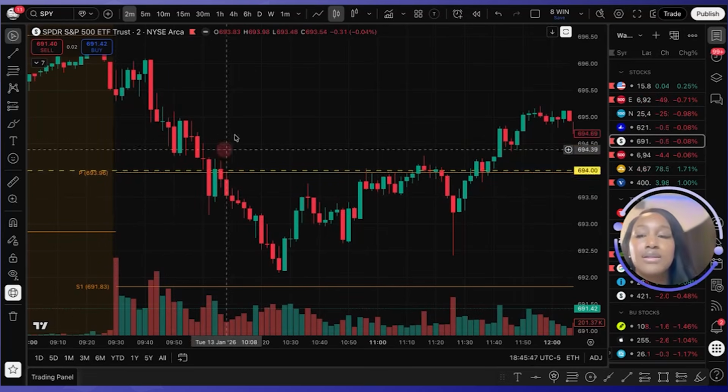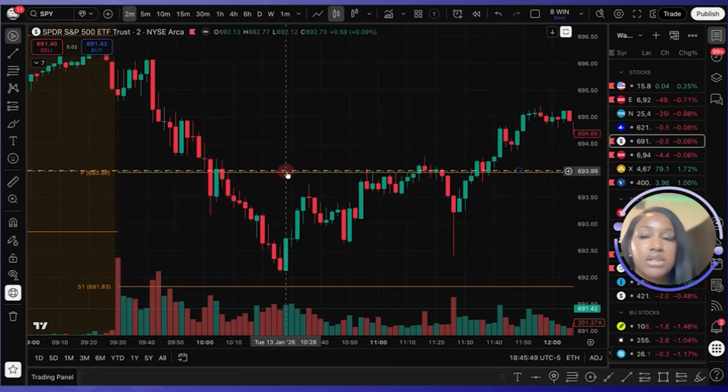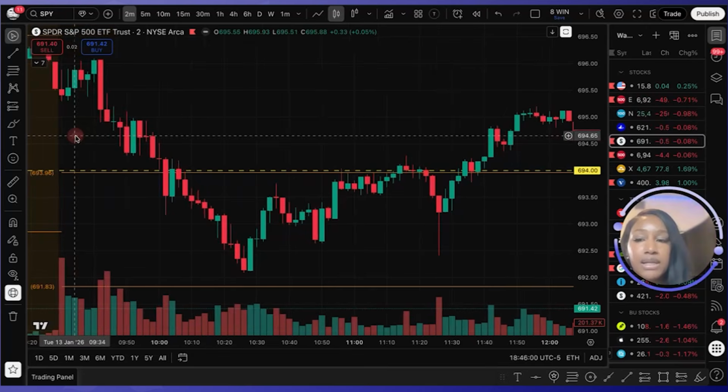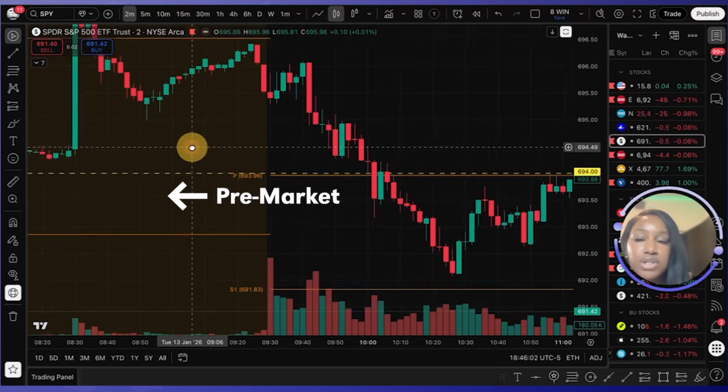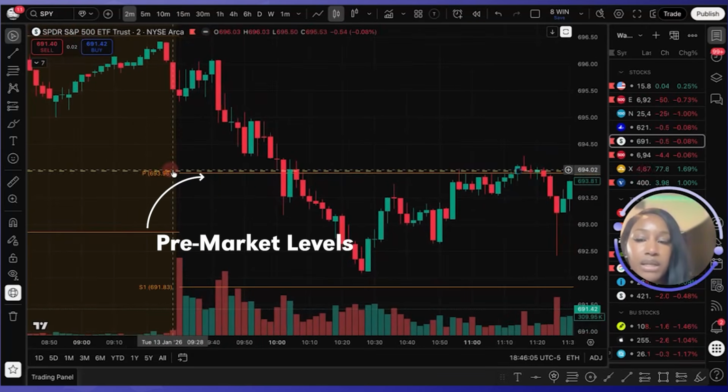All right. Another thing that is important in regards to levels is pre-market levels. I like to draw pre-market high, pre-market low, previous day high, and previous day low. All that is, y'all, is the highest point during pre-market data and the lowest point during pre-market data. My pre-market is this orange area here, and my pre-market levels are these yellow dotted lines.